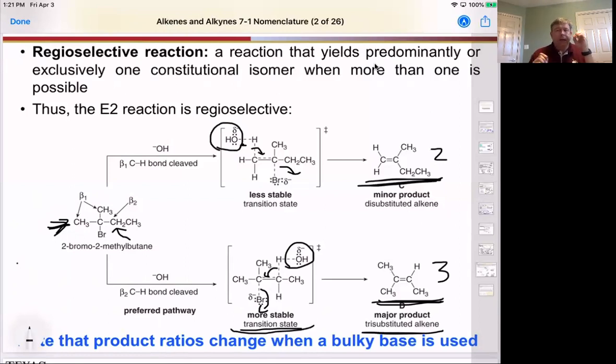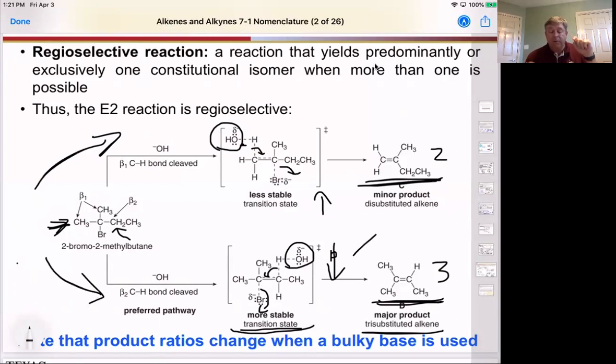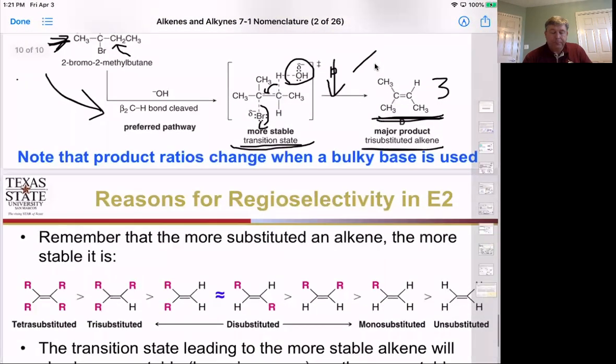Ooh, so if that's the more stable transition state, that means it has a lower activation energy than this one here. So this one has a lower activation energy, this one has a higher activation energy. So statistically, you might think, oh, there's 6 hydrogens, it will go that way, but this is thermodynamically the more favored product. So let's take a look at that on an energy diagram.